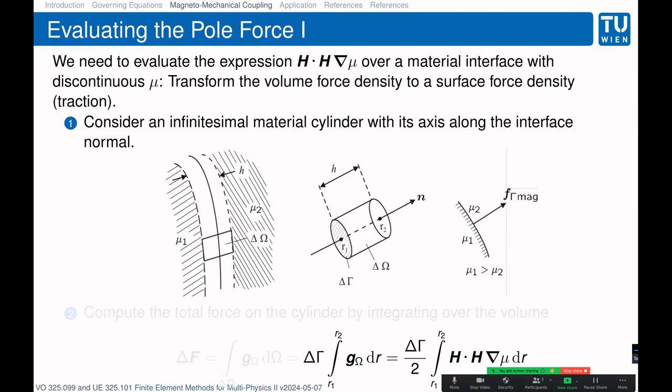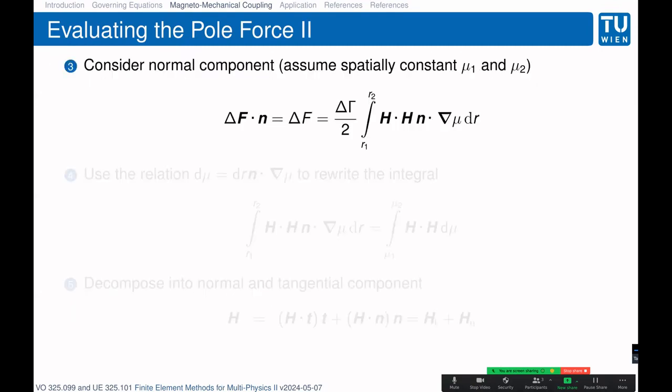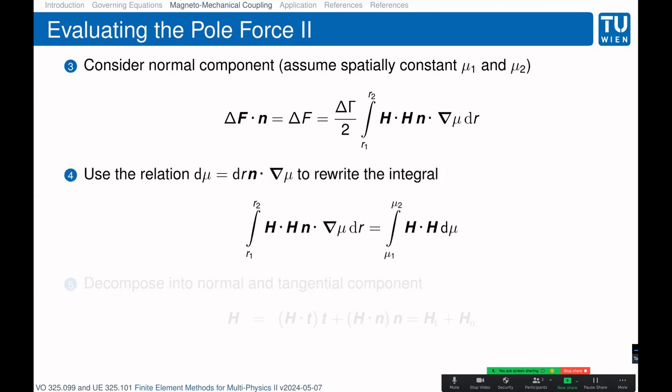So we consider a small material cylinder with the axis along the normal direction of the interface. So basically a thin slice with one part in region 1 and one part in region 2. And then you can compute the total force by integrating the force density. And what you find out is that it only depends on the permeability jump between the regions. So let's look here in detail how to solve the relation.